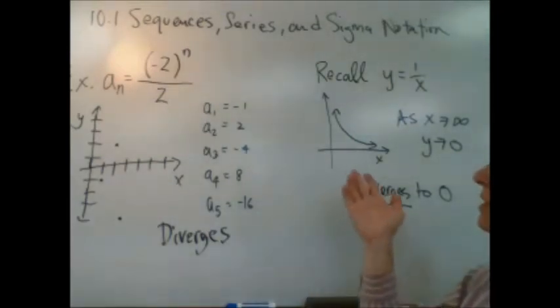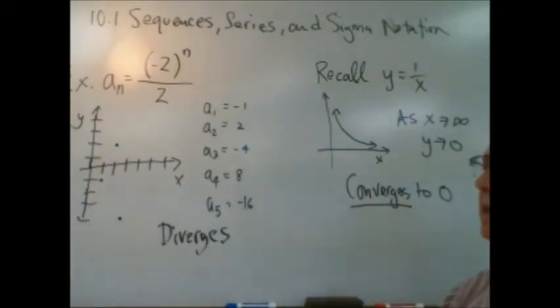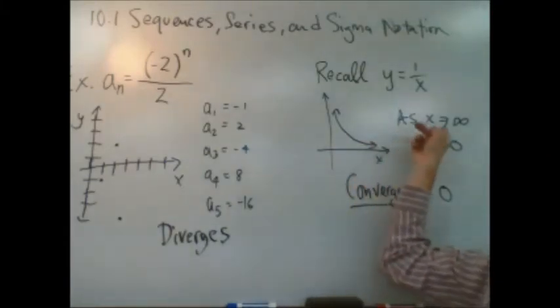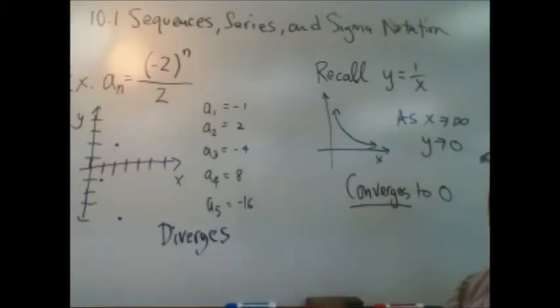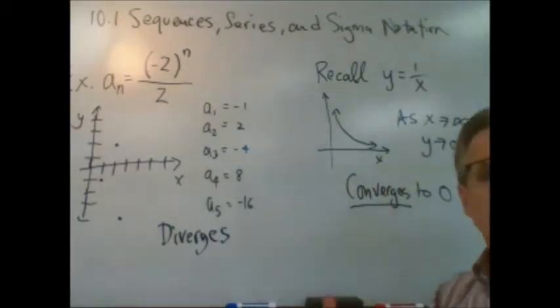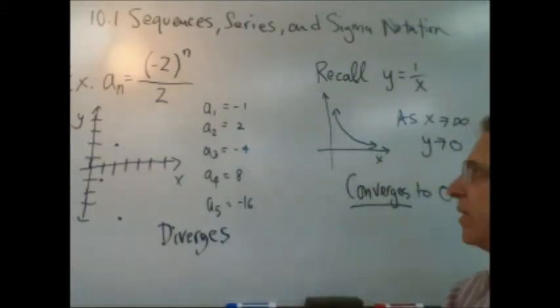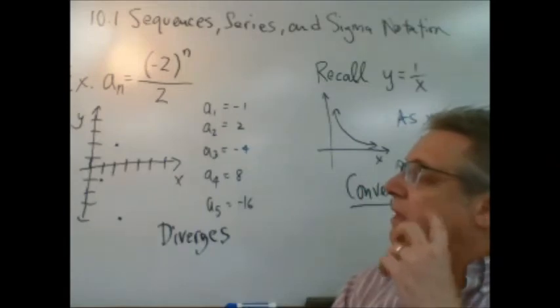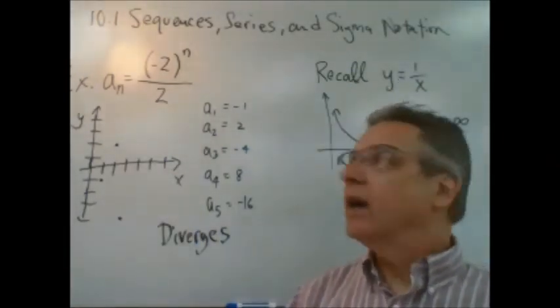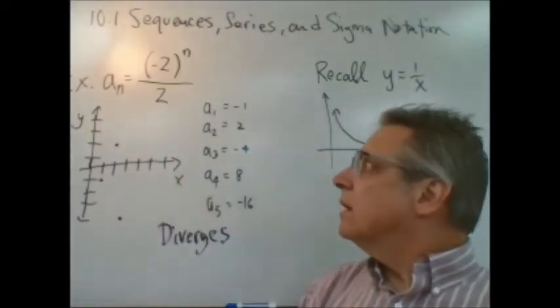And diverging then would be, as x gets really big, the function doesn't settle into one number or converge to one number. That would be called diverging. So we're going to look at that with sequences, and I have an example over here now of a sequence.